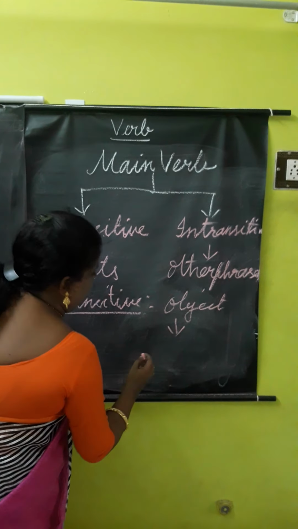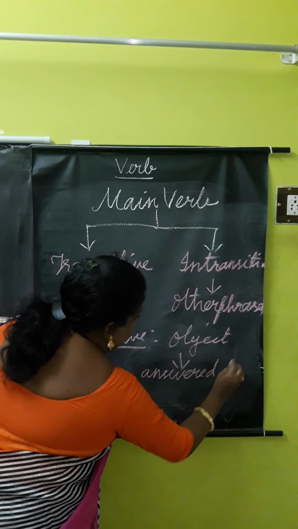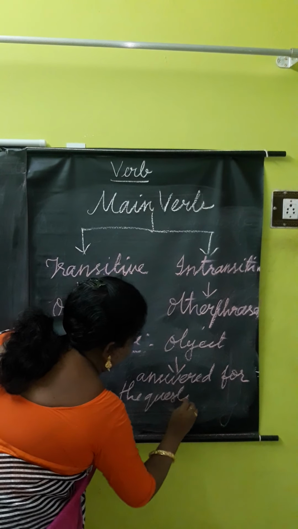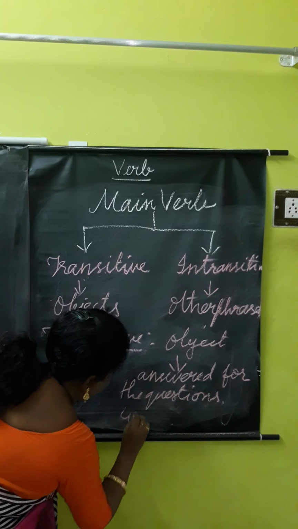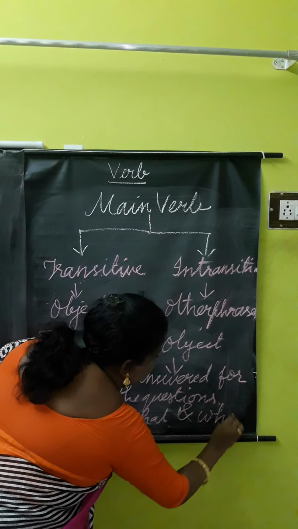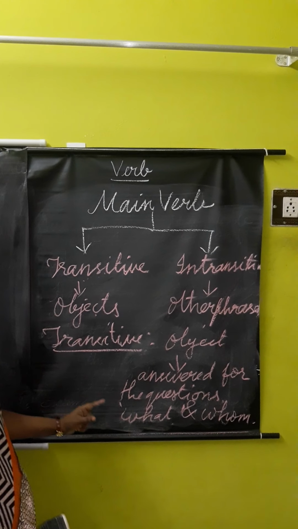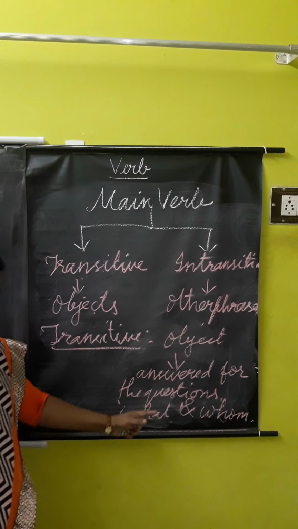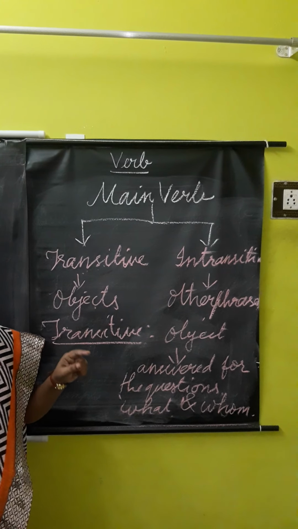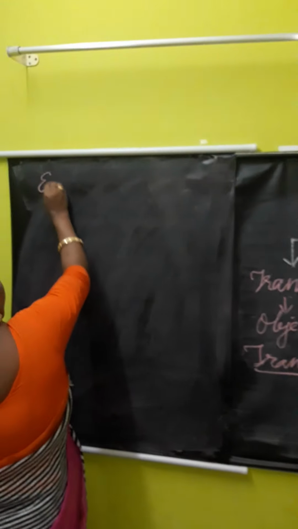It will answer the questions what and whom. Always, if the word which follows the verb is answering the question what or whom, that is called an object. If you go through the examples, you can understand easily. See the example.